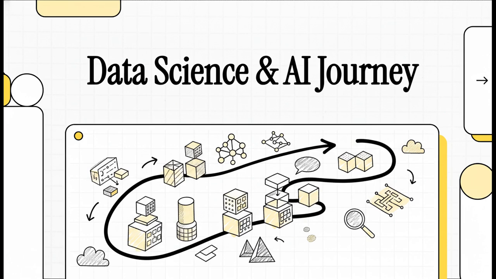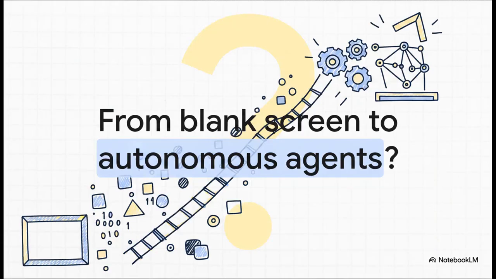Let's get into it. Because really it all boils down to this one pretty incredible question. How do you actually go from a completely blank screen to a fully autonomous AI agent? I mean, it doesn't just happen by magic, right? It's a structured, hands-on climb from basic data fundamentals all the way up to complex, self-directed systems.